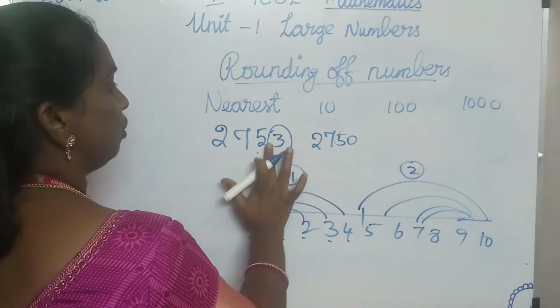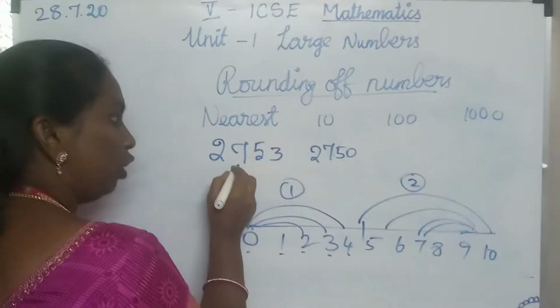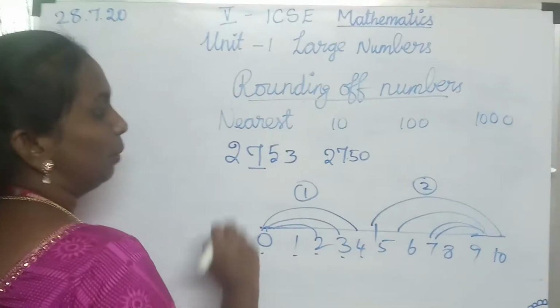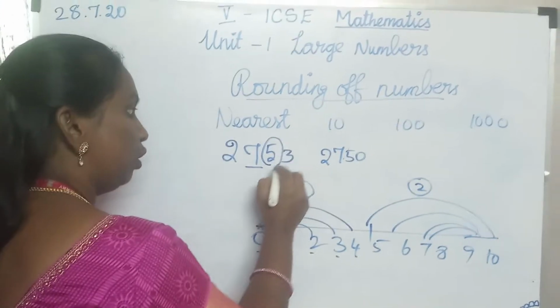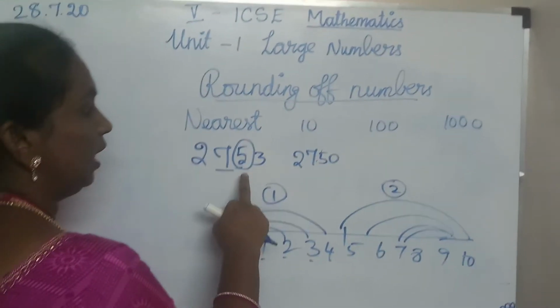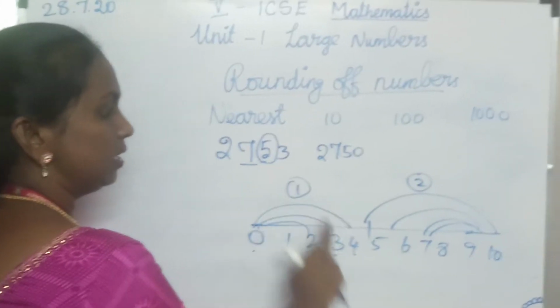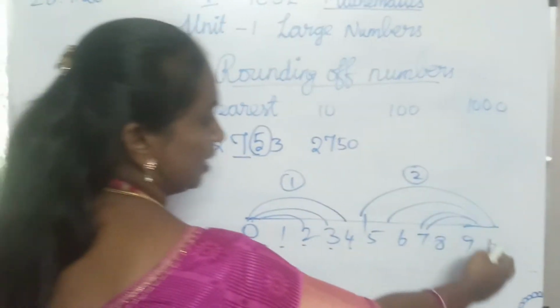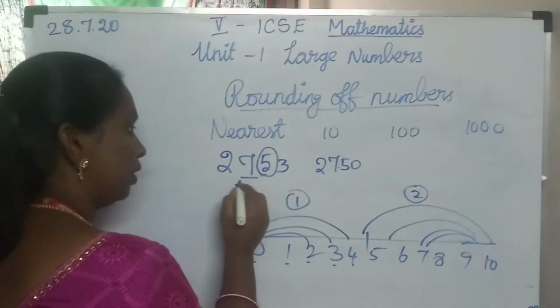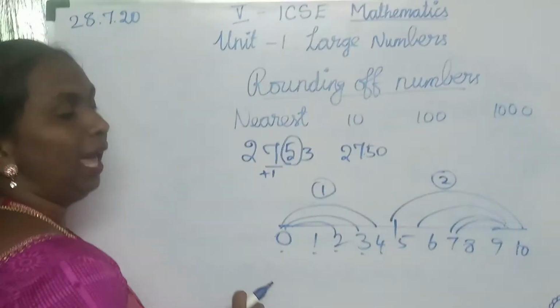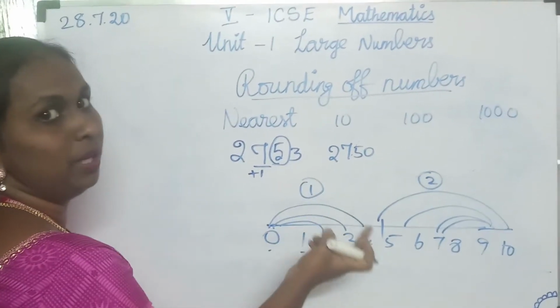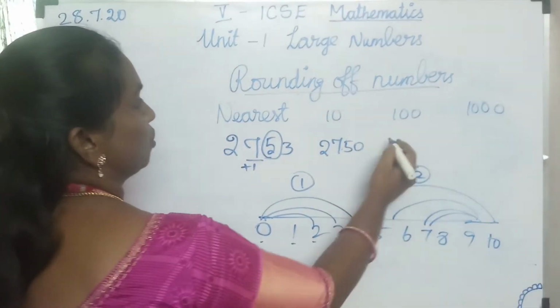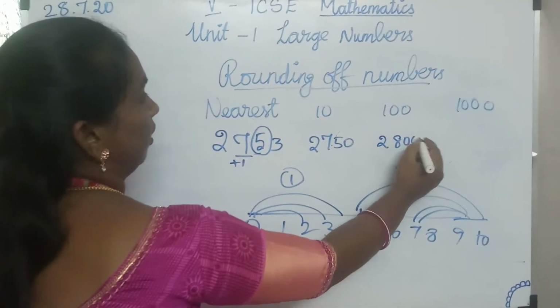So next, nearest to 100. I am going to change the place value of 100 by seeing the place value of tens. The tens place value here it is 5. 5 means where we have to go? The next place value. Add 1 with this. 7 plus 1, 8. 700 becomes 800 now. So 2800.